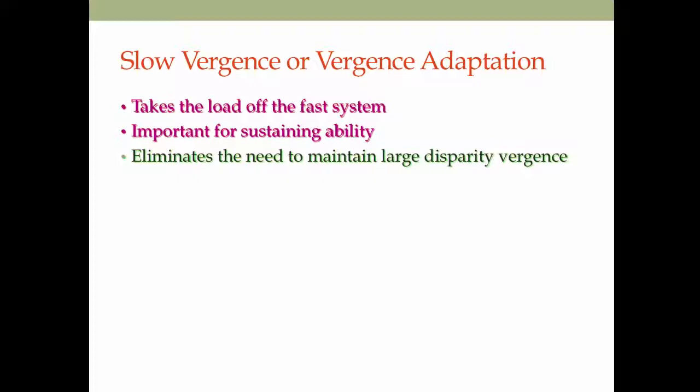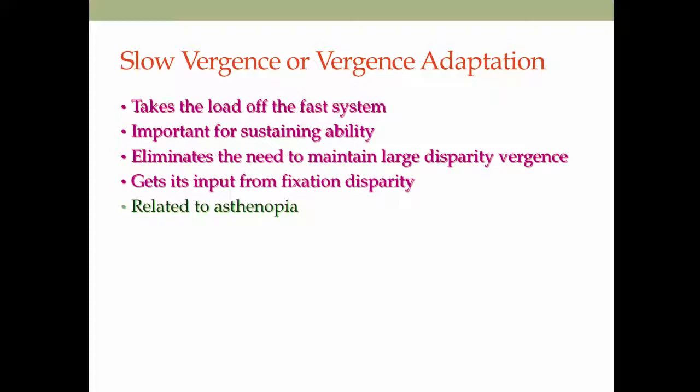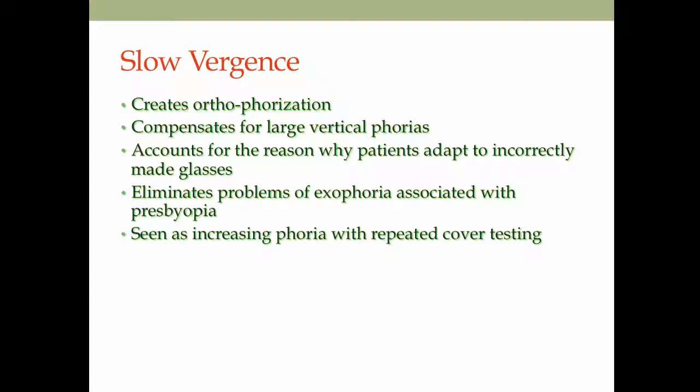It eliminates the need to maintain large disparity vergence. And it is a representation of fixation disparity. The most important portion of it is that this slow vergence system, which takes the load off of fast vergence, is related to asthenopia or eye strain. So far this seems relatively academic in nature. It's not. It's important because slow vergence creates orthophoria.